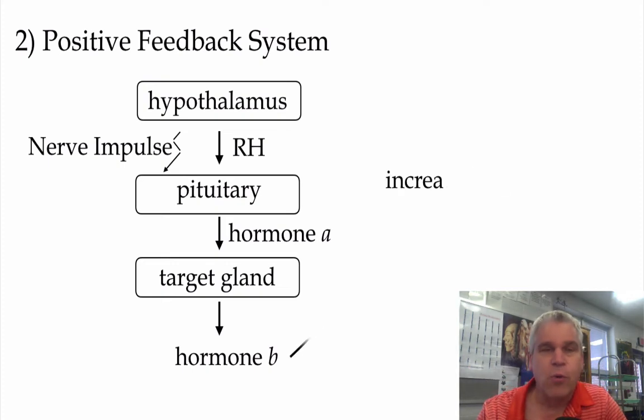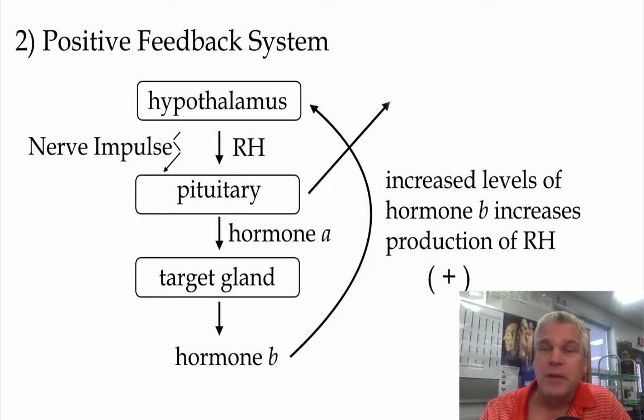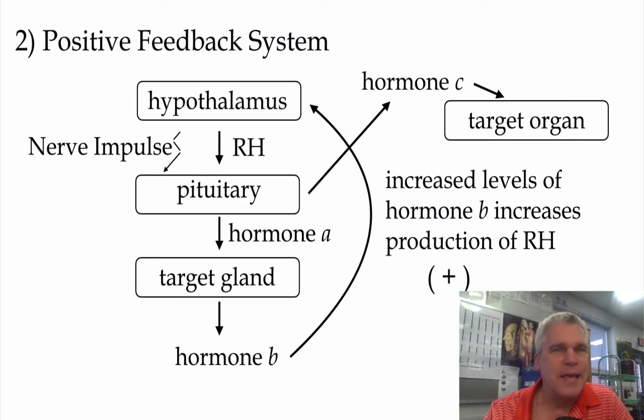And this particular hormone, when the hypothalamus detects the results of it, it's actually going to cause more releasing hormone to be produced. When that hormone B causes an increased production of RH, the pituitary gland can produce another hormone, let's call it hormone C, that will then go to the target organ and cause something new to happen. Well, let's take a look at a couple of examples of this.